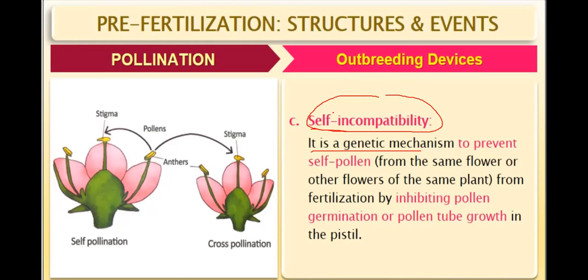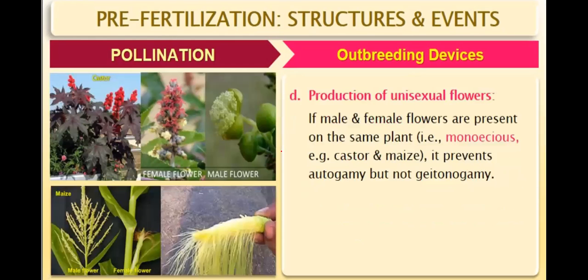So in case the pollen grains and stigma of the same flower come in contact, the pollen grain will not develop. The stigma will become non-receptive. This is called what? Self-incompatibility. Next method for outbreeding is what?